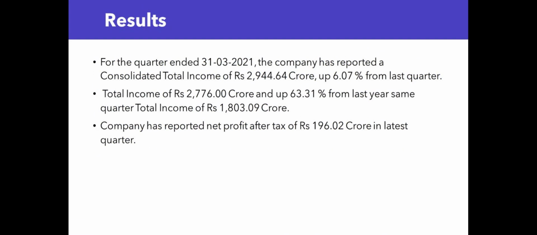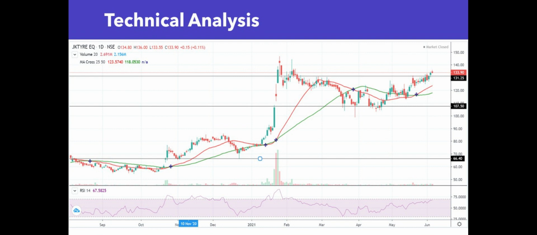Let's look at the results now. The results for the quarter that ended on the 31st of March 2021. The company has reported a consolidated total income of 2,944 crores, which is up by 6.07% from the last quarter. The total income of 2,776 crore was up by 63.31% from the last year for the same quarter. The company has reported a net profit after the deduction of taxes of rupees 196.02 crores.